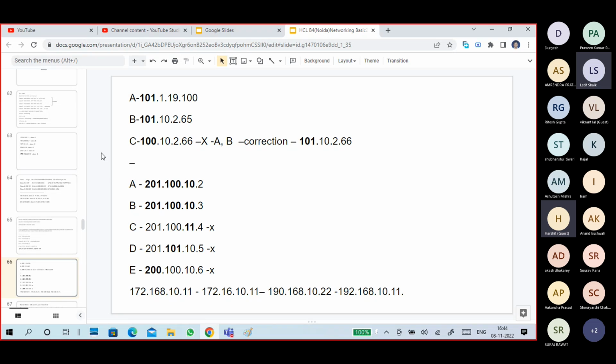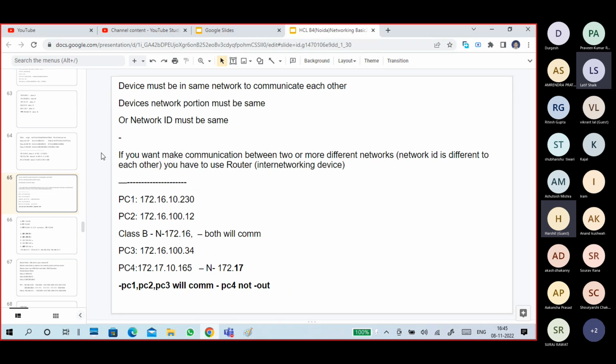Class C and D, sorry, so this is a class C: PC C, PC D, PC E. If you see, there is some difference in any of the octets, either the first octet, second octet or third octet. So there is a difference between A and B, so A and B communicate with each other. C, D, E cannot communicate with A and B, or with each other. So this is about network and host portions of an IP address, guys.